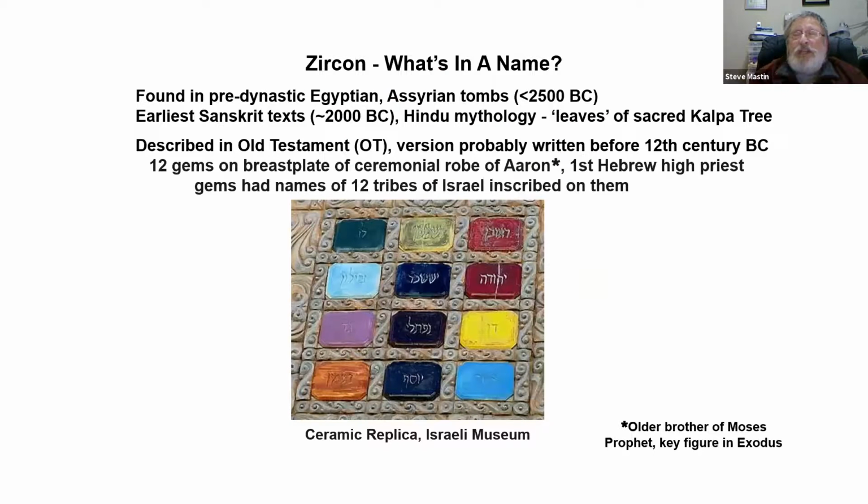So I'm going to change tacks again and show you what can happen to someone like me, who has an interest in etymology, the study of where words come from, and history, when you get on the trail of something like the name zircon. And so, as I mentioned in the title, zircon is a very ancient gem, and it was found in pre-dynastic Egyptian tombs.